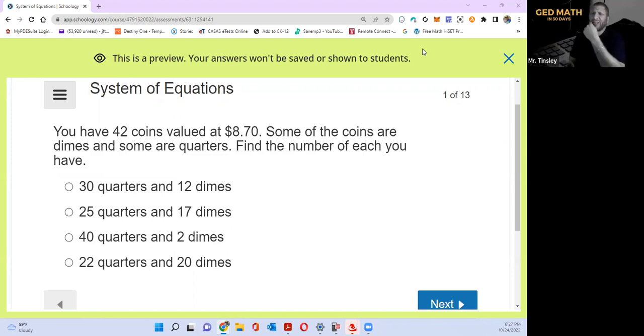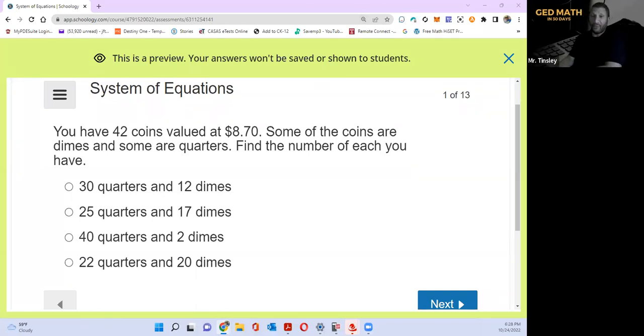Hold on, Mr. Tinsley. Don't you have enough quizzes on Schoology to get us ready to make sure we know how to do system of equations? Yes. So practice until you get it, because system of equations is only going to be 1 or 2 questions at the most.